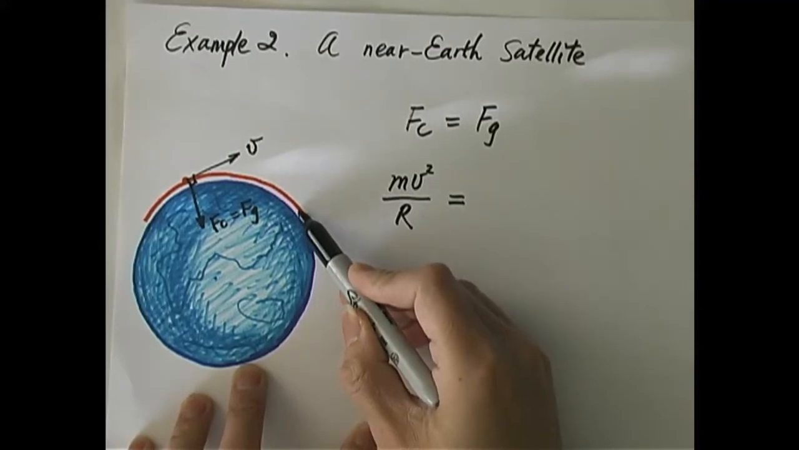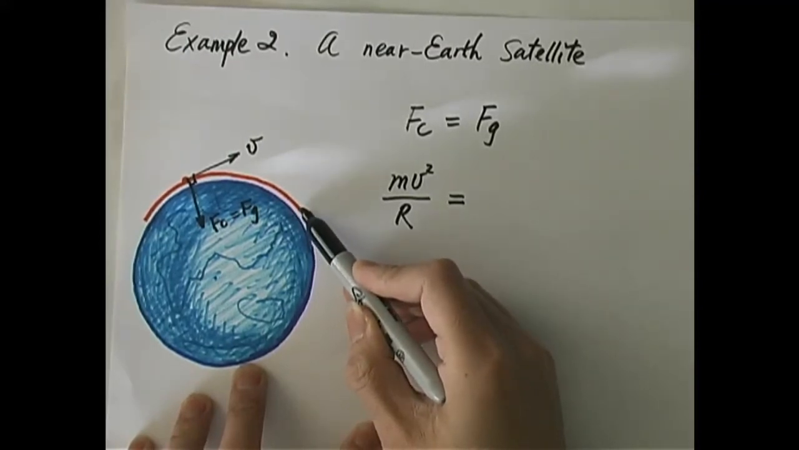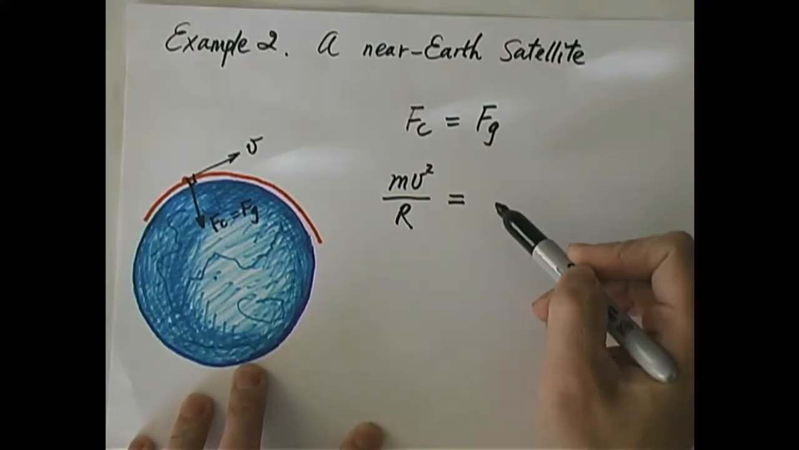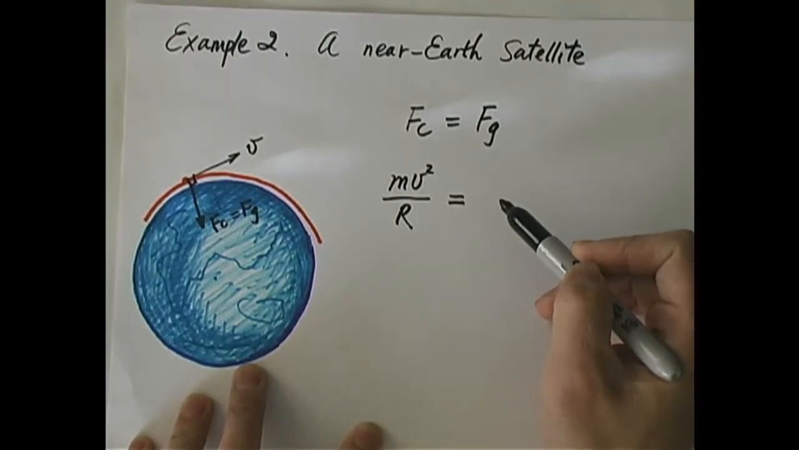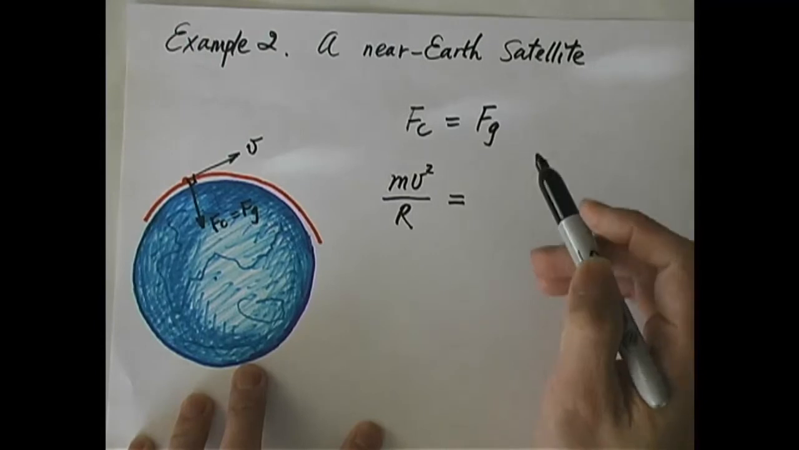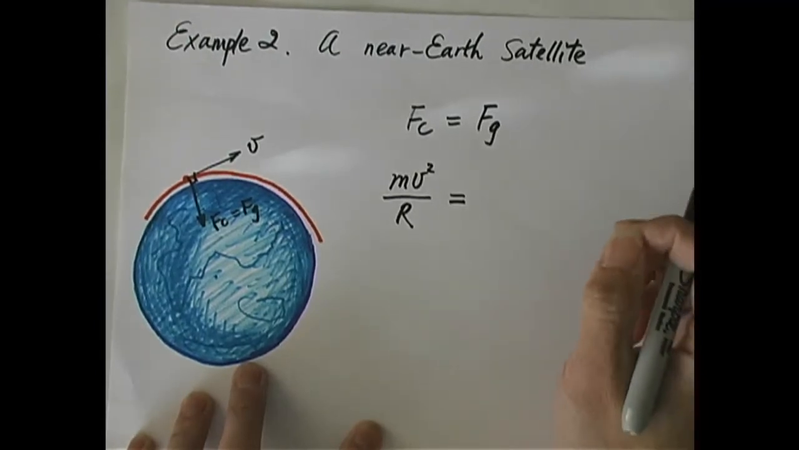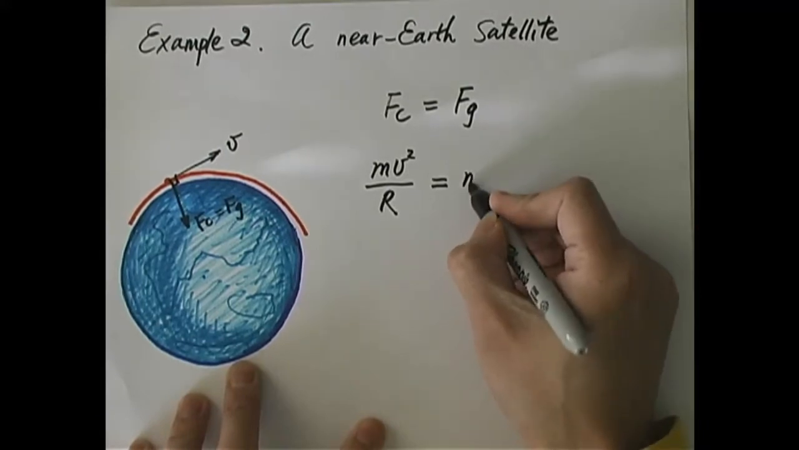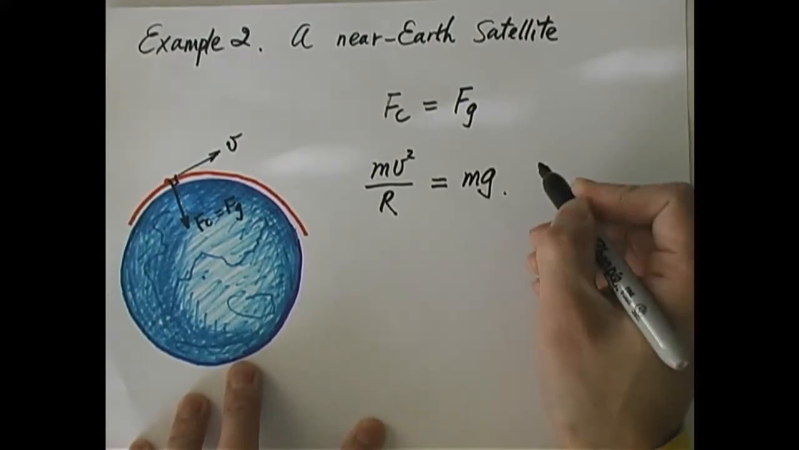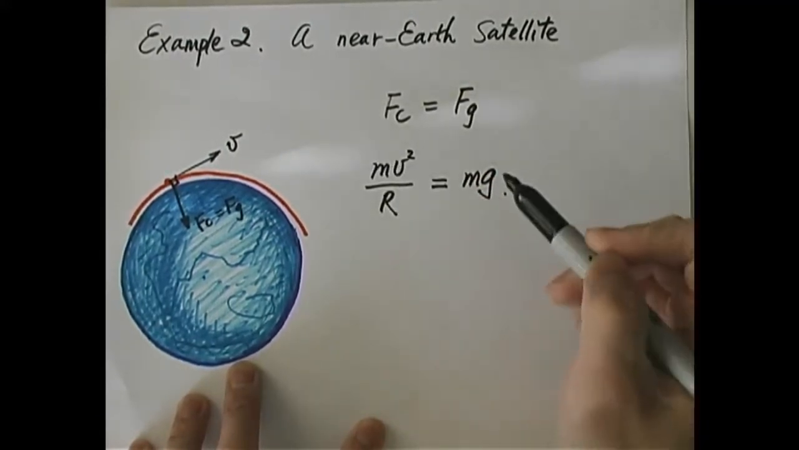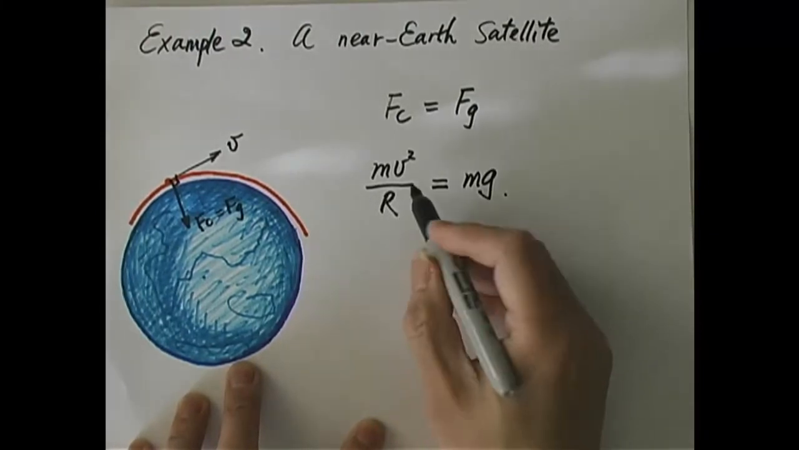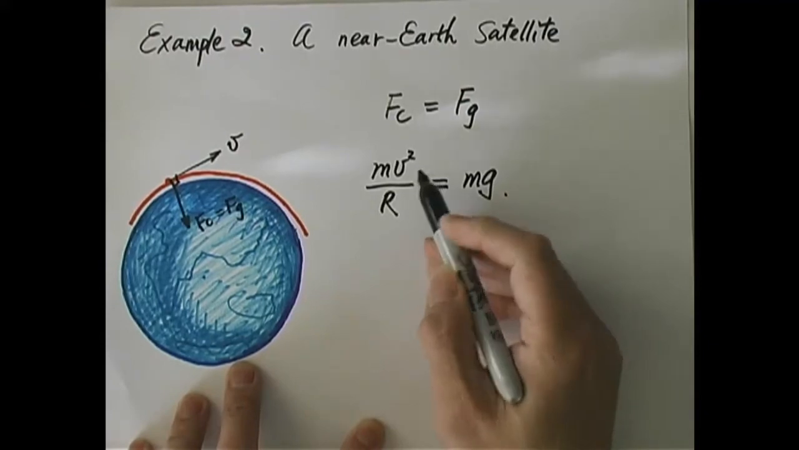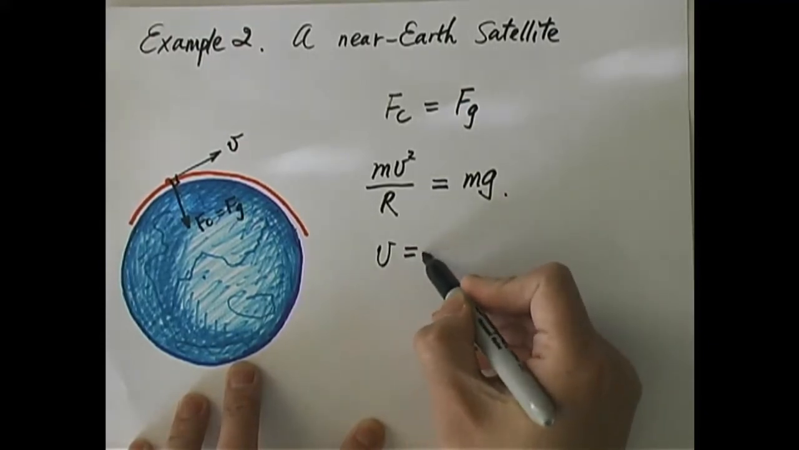Now, the satellite is not that high above the surface of the Earth, so the acceleration of gravity at the altitude of the satellite is not that different from the value on the surface of the Earth. So we can still say it is roughly equal to 9.8 meters per second squared, and so on this side we have mg. Again, you see m and m cancel, and we can solve for v squared over r equals g. For v, then I have v equals the square root of gr.